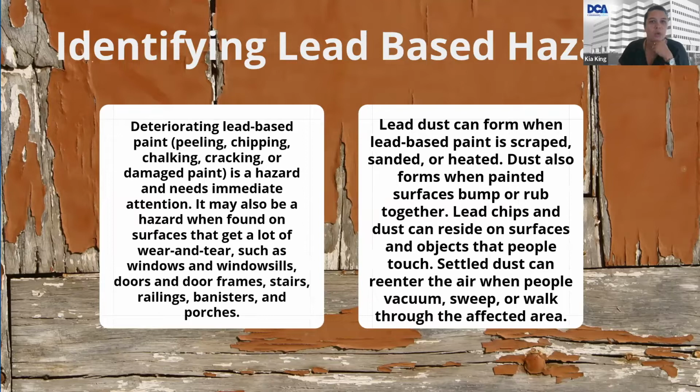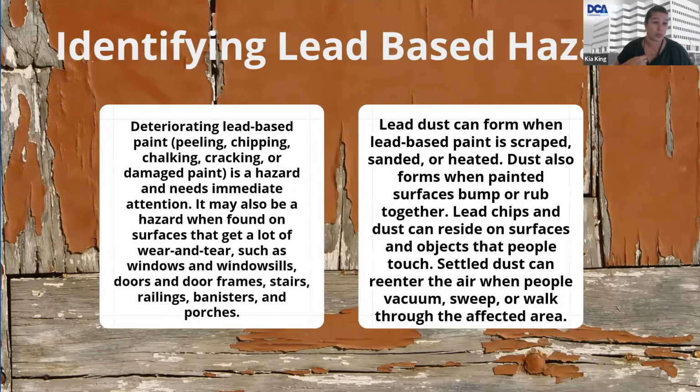Here we wanted to identify some of the ways that a municipality or contractor can identify lead-based hazards. So deteriorating lead-based paint, which we were talking about earlier. Peeling, chipping, chalking, cracking, or damaged paint is a hazard that would require immediate attention. It may also be a hazard when it is found on surfaces that get a lot of wear and tear.